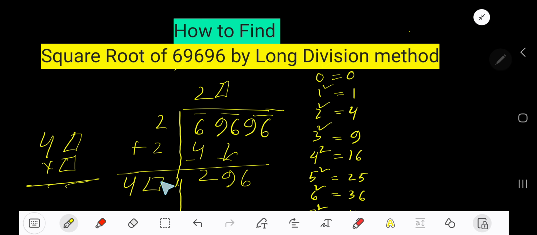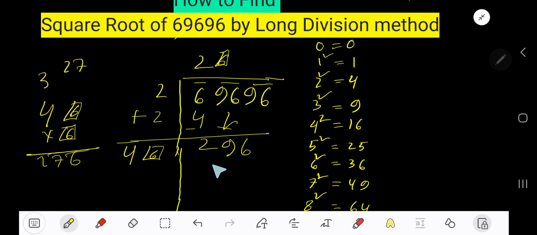Take 6 here and check. 6 times 6 is 36. Write 6, carry 3 to the next column. Then look here, 6 times 4 is 24. 24 plus 3 is 27.